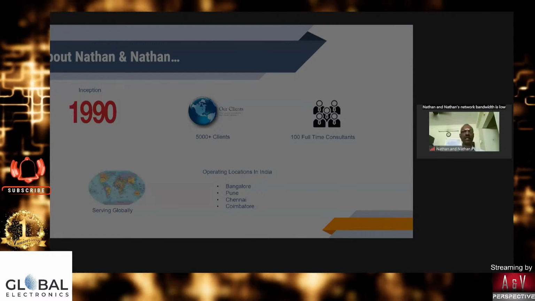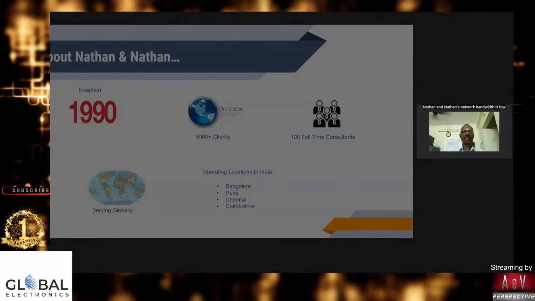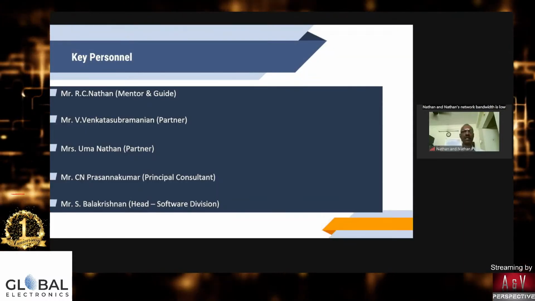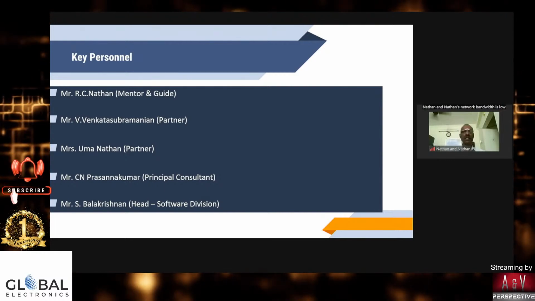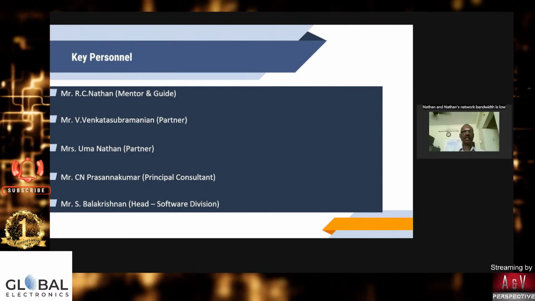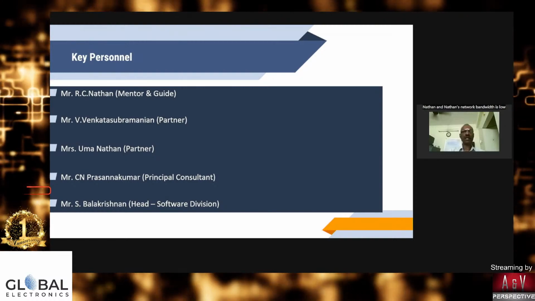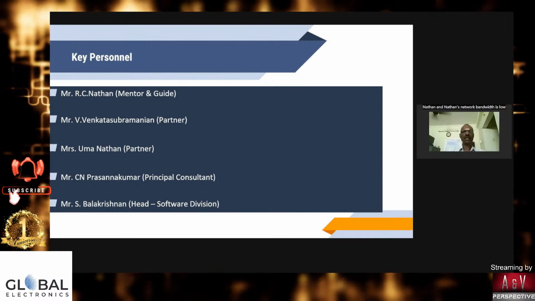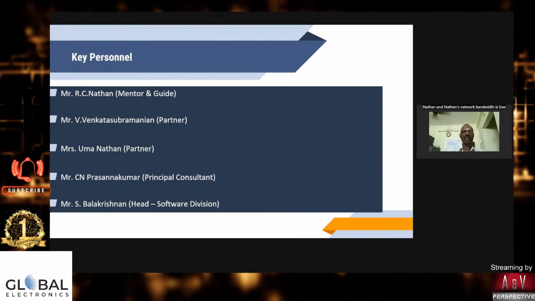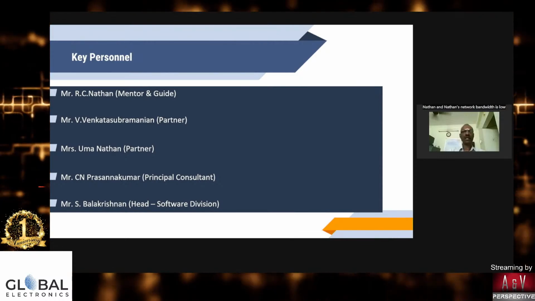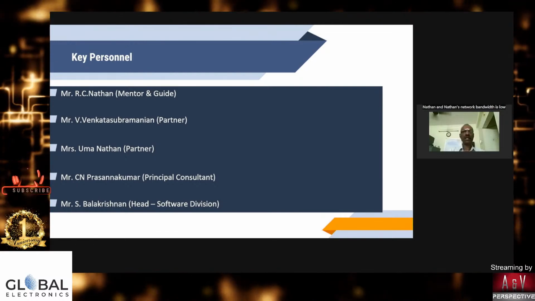Just to make it personal about our company, Mr. Nathan, as I said, started this company. I am one of the partners. Mrs. Uma Nathan is another partner. We have three senior gentlemen. One, Mr. Prasanna Kumar, is a principal consultant and an expert on the quality management system side. And Mr. Balakrishnan is the head of our software division, who was instrumental in developing this digital quality management system software.